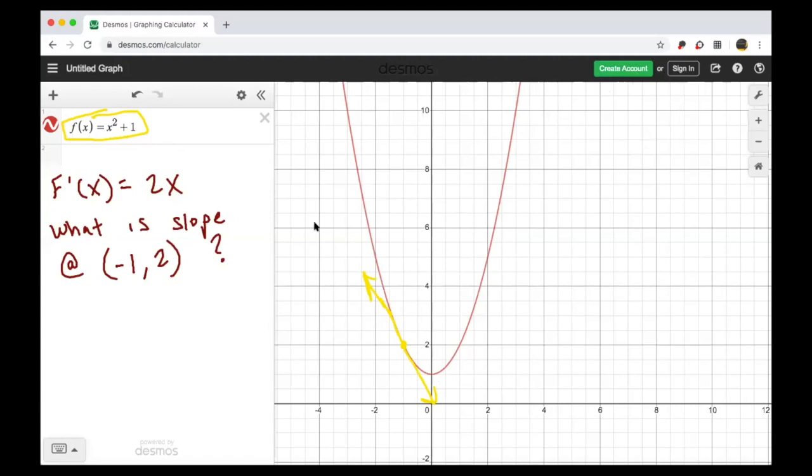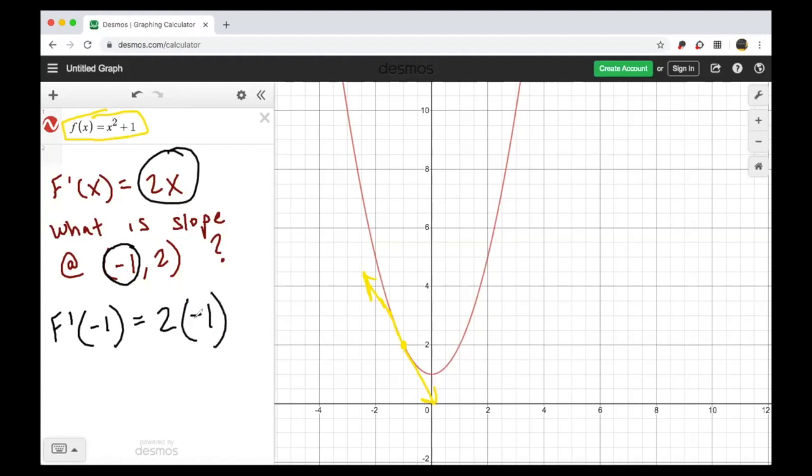So how do we do it? Well, we are going to substitute in our x coordinate, which is negative 1. So in our derivative, f prime evaluated at negative 1 is equal to 2x, but now x becomes negative 1. So 2 times negative 1 is negative 2. So that is our slope m. So the slope, or the speed or rate of change, velocity, whatever you want to think about, at this particular moment in time, is negative 2, okay?